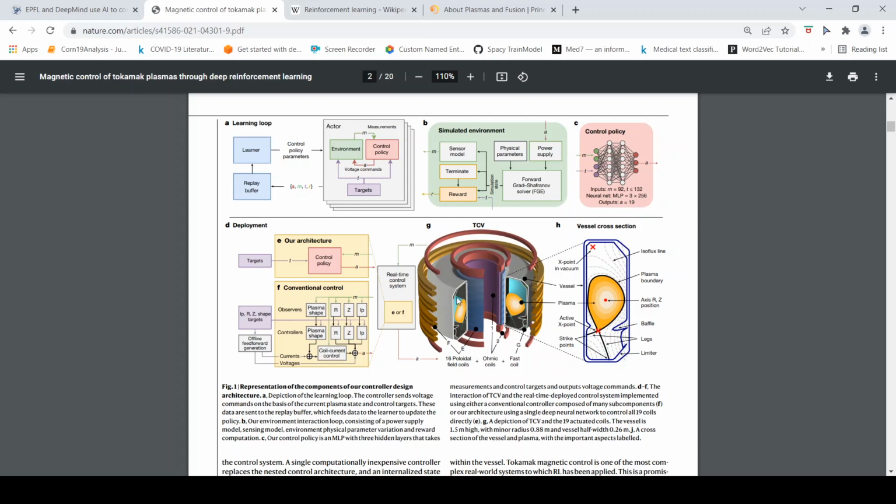Okay. So the core idea is that DeepMind, along with EPFL researchers, have developed a reinforcement learning based algorithm to generate the control system parameters for controlling the magnetic coils over here to maintain the plasma shape. Okay, that's the whole point of this work.